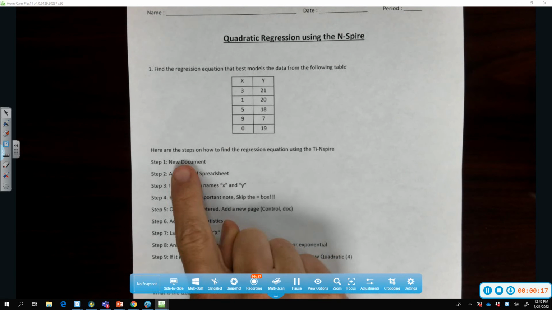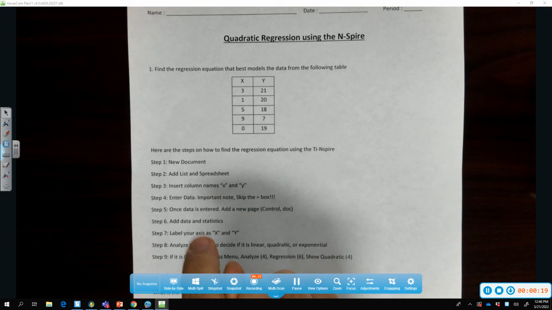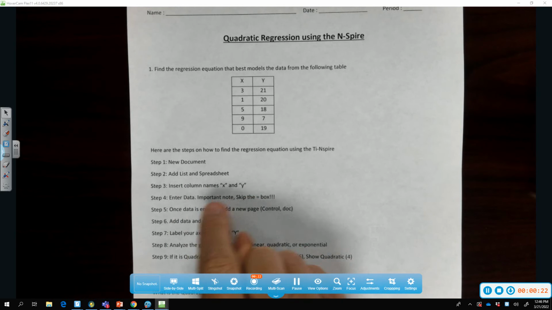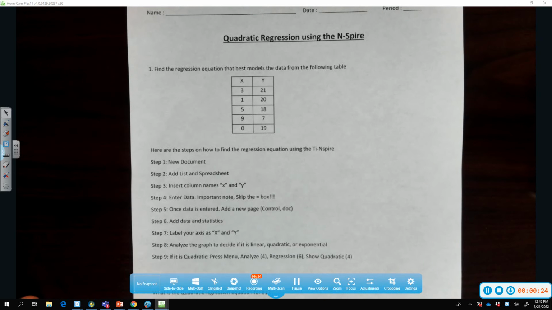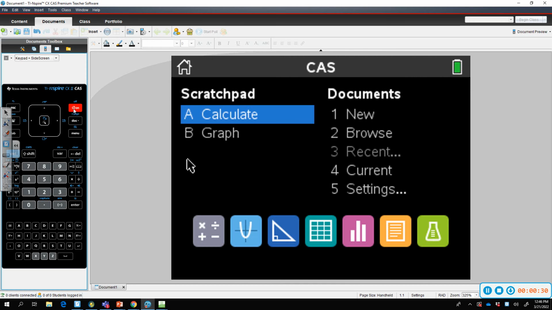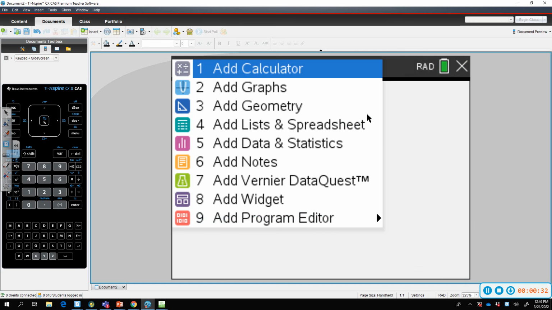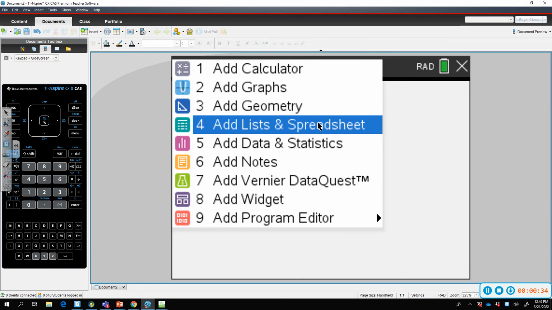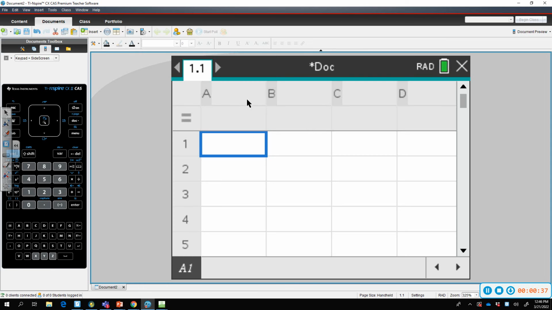So we're going to open up a new document. We'll go to Add List in Spreadsheets. We'll insert column names, insert the data, and I'll go from there. So let's open up our calculator and add a new document. What we're going to do first is add list in spreadsheet, which is number 4. We're going to label our columns X and Y.